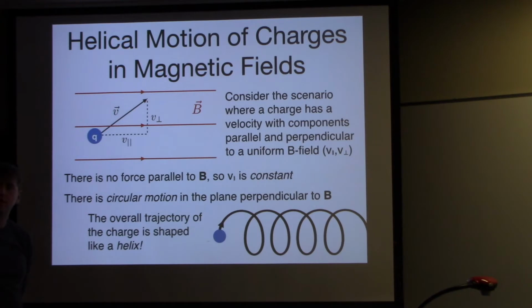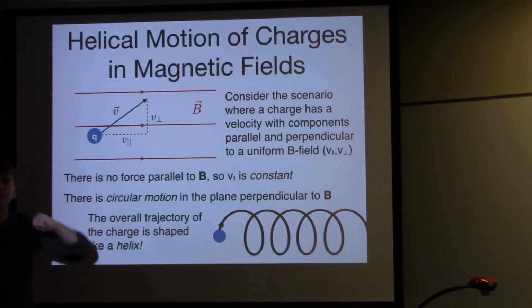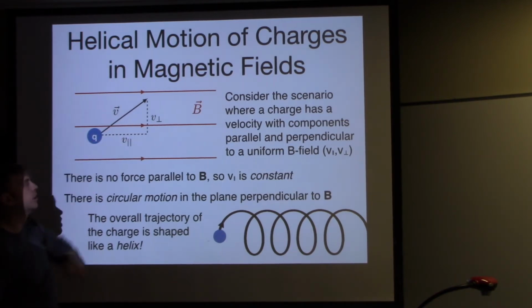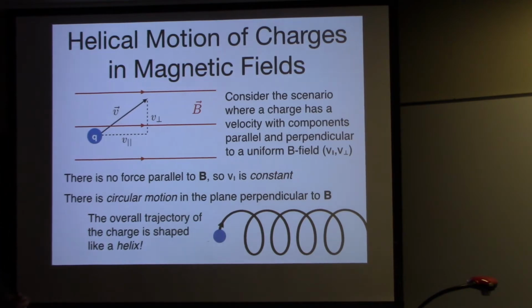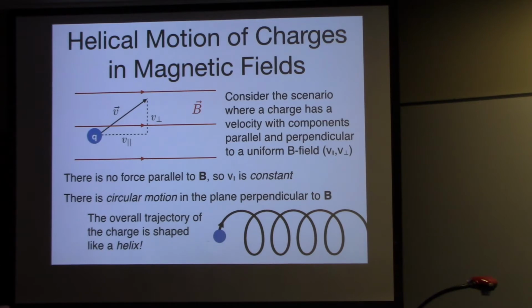I can think about it in the following way. I can think of V parallel as being the component of my velocity that's parallel to my B field lines, so it's going in the same direction as my B field lines. That's right here on the bottom. That's V parallel. At the same time, I'm going to have a V perpendicular, which is the component of my velocity which is perpendicular to the B field lines.